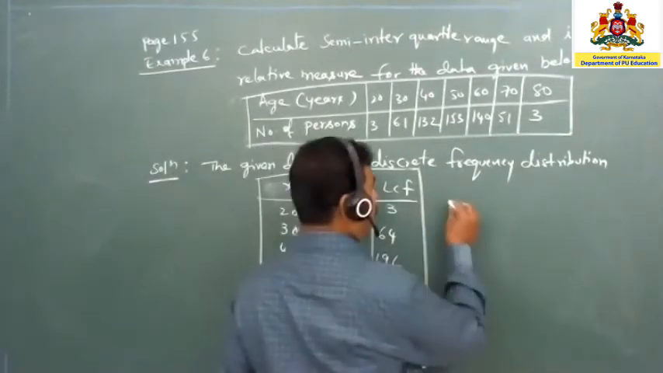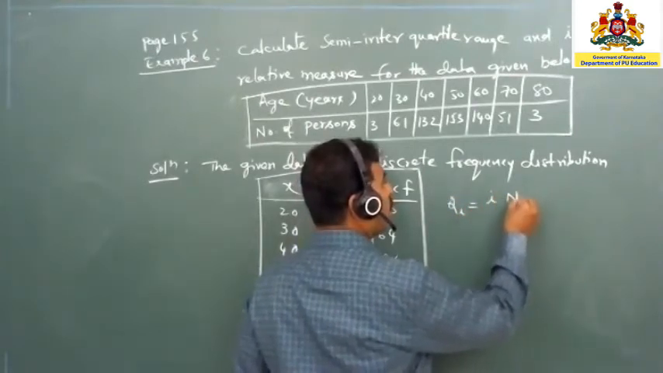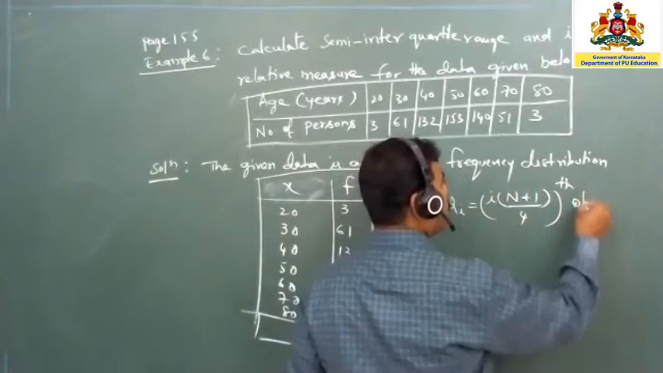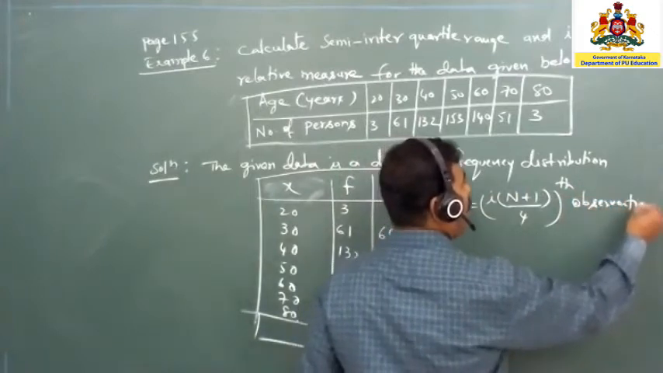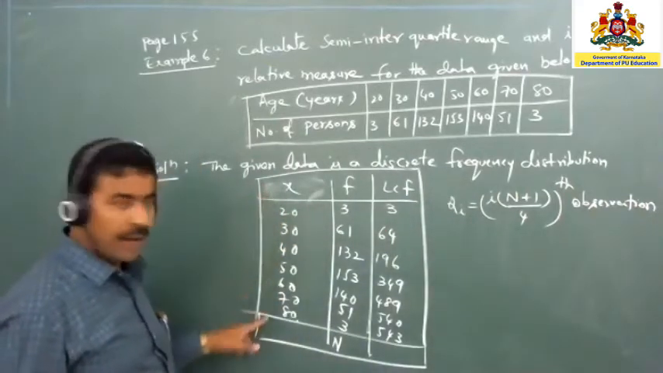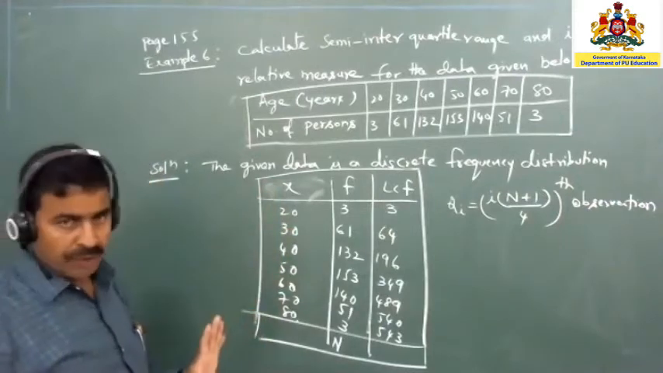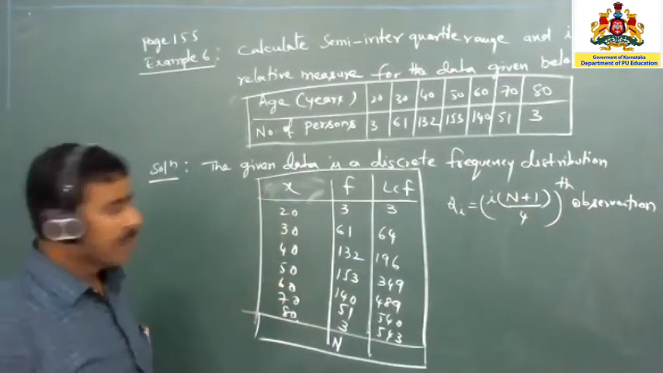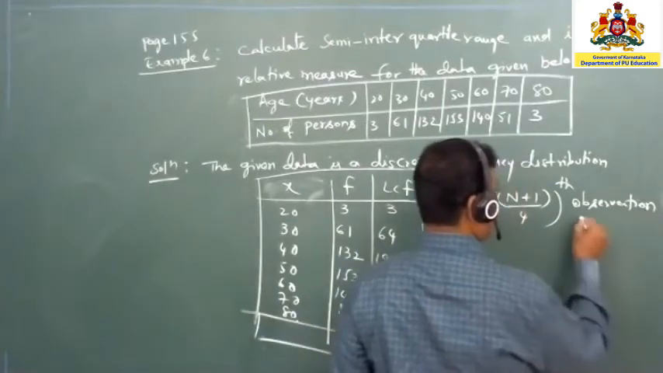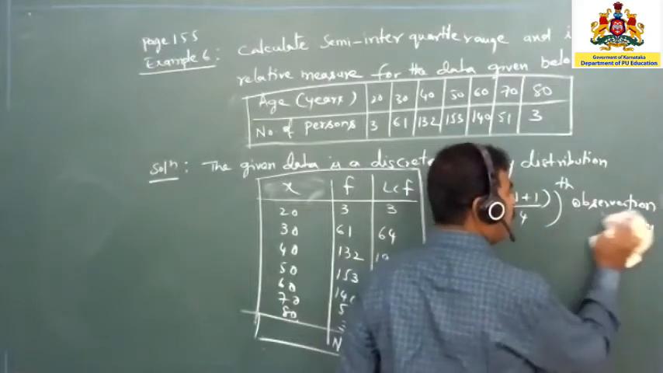So the general formula for discrete data: Qi equals i into (n plus 1) by 4th observation in the array. In the array means x values are usually given in order. If not given, you should arrange x values in order, then use that data in the formula. So i into (n plus 1) by 4th observation.